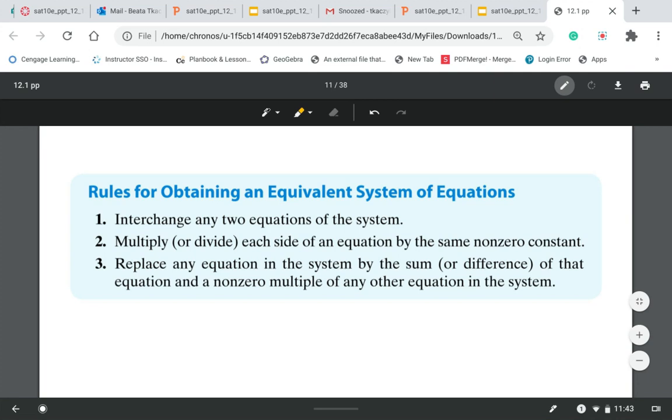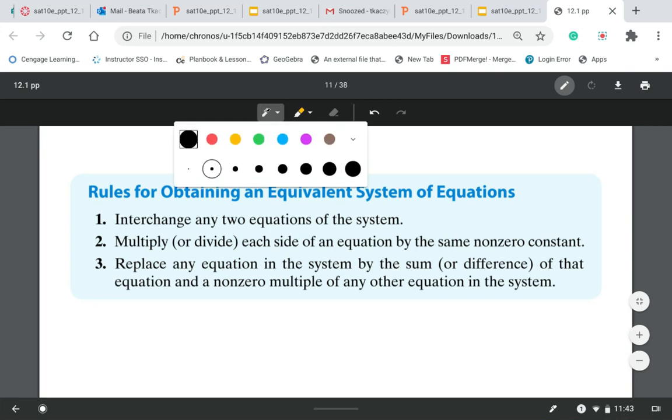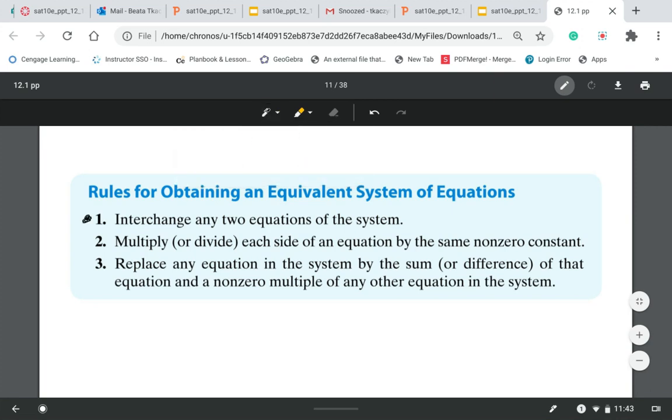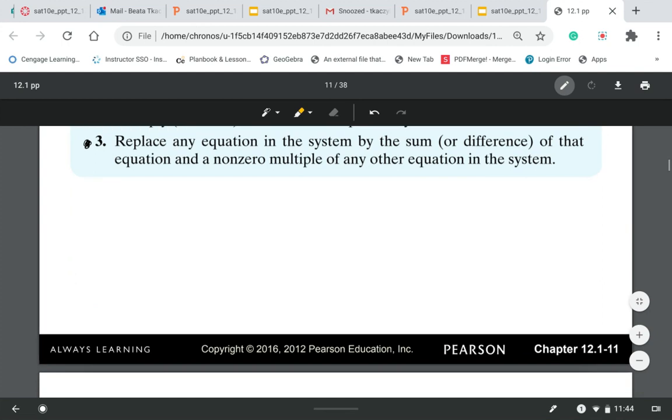So first, what we're going to do, we're going to interchange any two equations of the system. Second, we're going to multiply or divide each side of an equation by the same non-zero constant. Third, replace any equation in the system by the sum or difference of that equation and a non-zero multiple of any other equation in the system. So don't worry too much about that. I'm going to explain every single step here, what they mean, using examples.